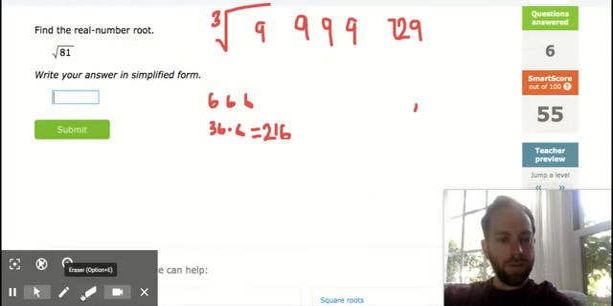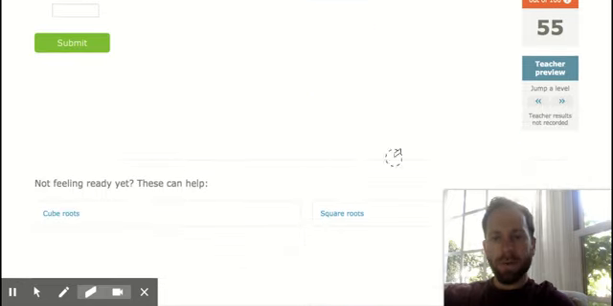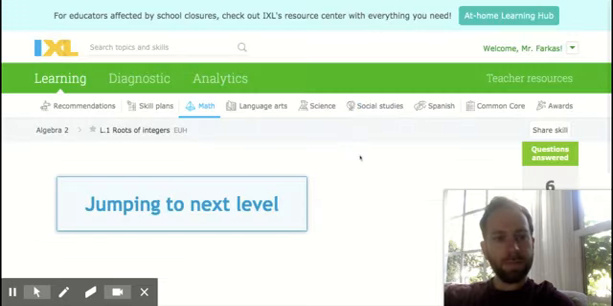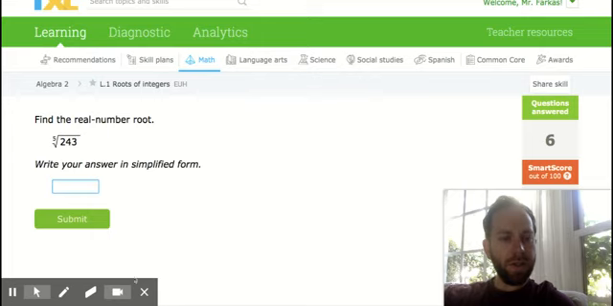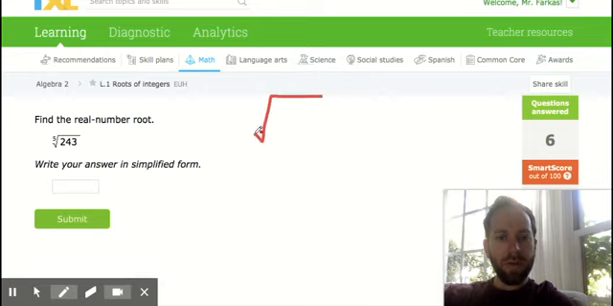Let's keep heading forward and see how our skill gets a little bit more difficult. All right. So if before the index was 3, now we have an index of 5, meaning we're trying to find the 5th root of 243. Now, when you have a 5th root, that means we're multiplying the same number by itself 5 times, right?